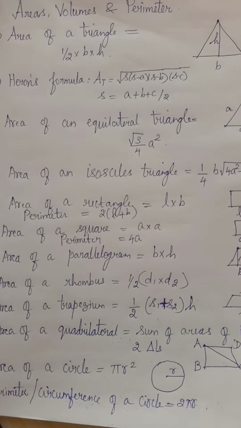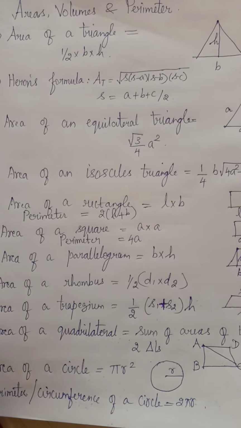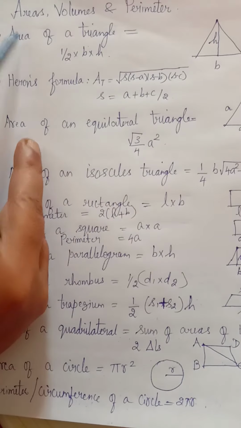An important portion to be covered under your third term is areas, volumes and perimeter. Some of you have told me that you're finding it difficult to memorize and apply formulas. So I've made this video which would be quite helpful for you to remember and use the formulas as and when it is asked in the question. The first thing we are going to see is the area of the triangle. We are starting with areas.